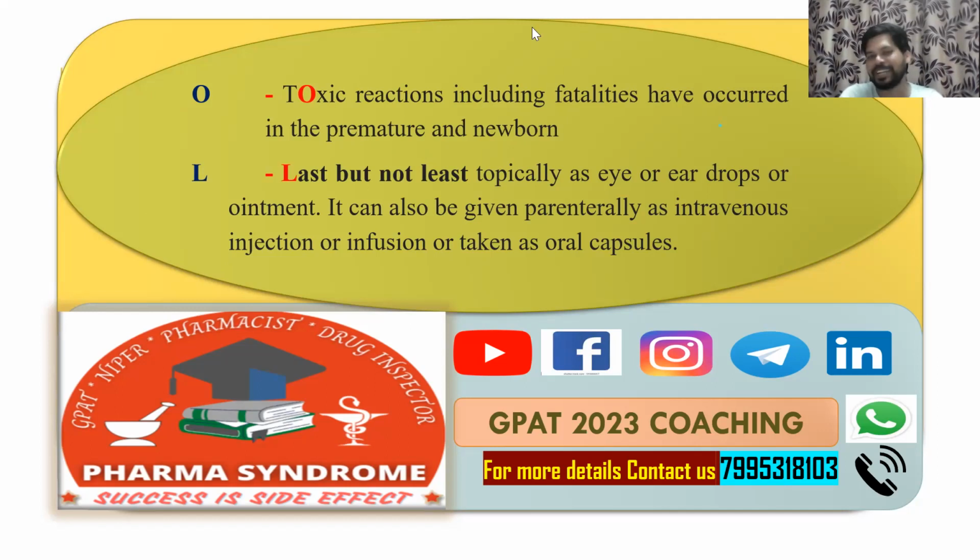And the last alphabet in chloramphenicol is L. So simply, last but not least. What is that last but not least? Here it is used topically in the eye. In the eye, it can be used as a topical formulation, as ear drops and as an ointment. And other than that, it can also be used by the parenteral route like intravenous injection or infusion, or it can be taken as oral capsules. So this is the alphabet pharmacology of chloramphenicol.